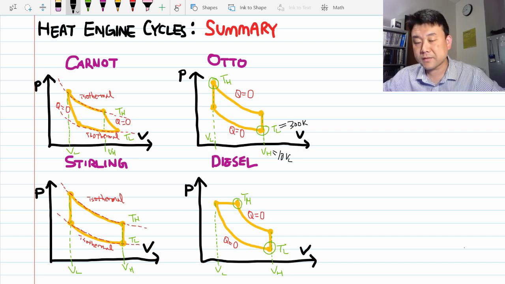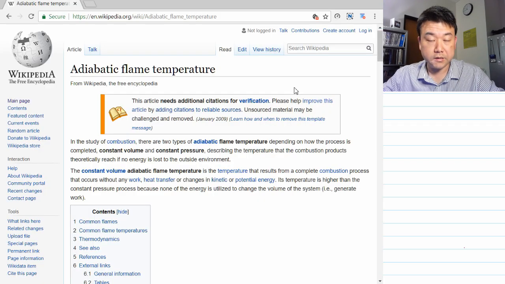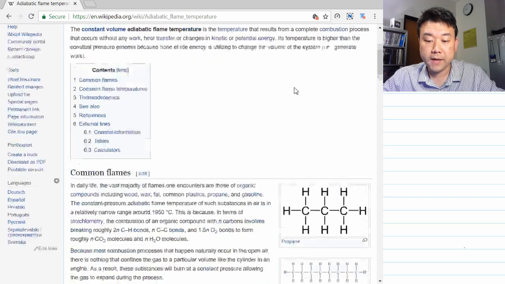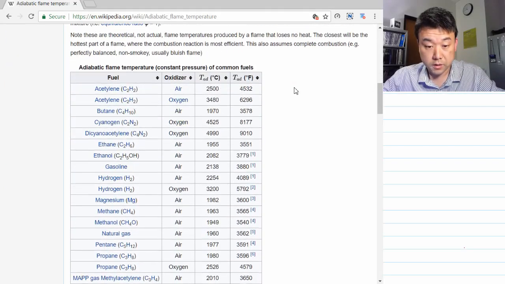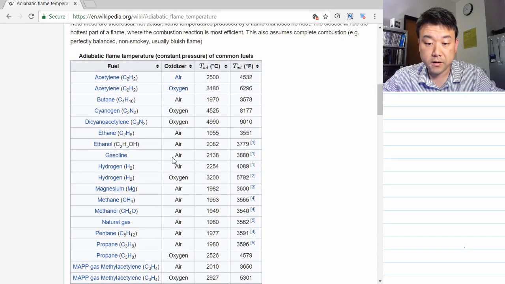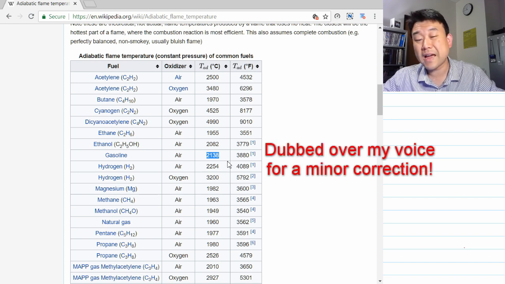Now the biggest thing is the high temperature. I wasn't quite sure what's the right temperature. So I looked up the Wikipedia page for something called adiabatic flame temperature. It's the maximum temperature of flame that some fuel and air mixture can reach. So for the mixture of gasoline and air, this says the adiabatic temperature is about 2100 degrees C. Or in Kelvin, this would be about, let's say, 2400 Kelvin or so.